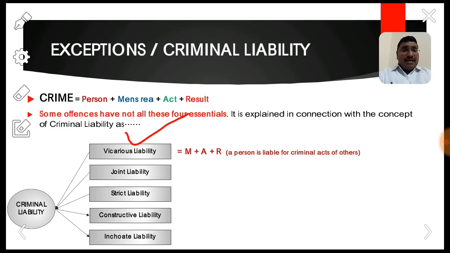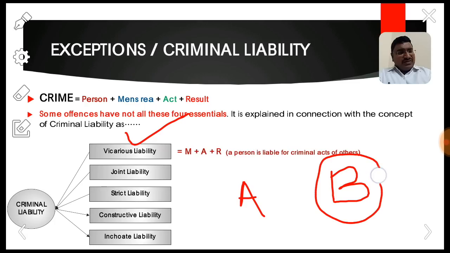If a person is liable for criminal acts of another person, it is said to be vicarious liability. Here, Mr. A is liable for the acts of Mr. B. Mr. B is the other person, because of whose commissions or omissions Mr. A is liable. Hence, A is liable for criminal acts of B. It is said to be vicarious liability.